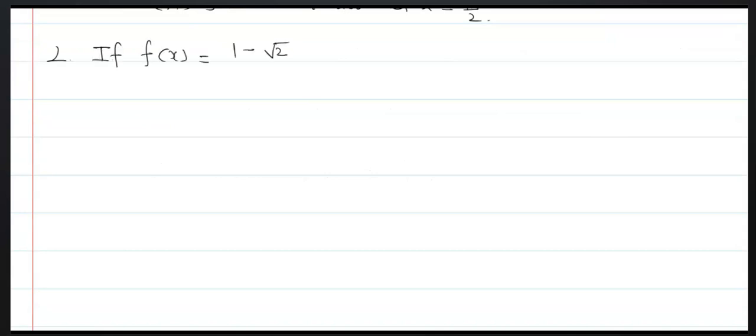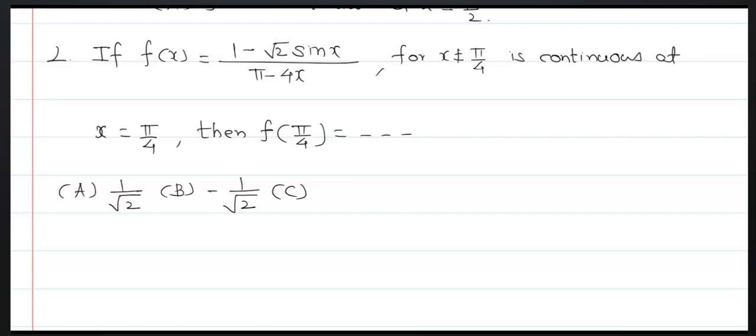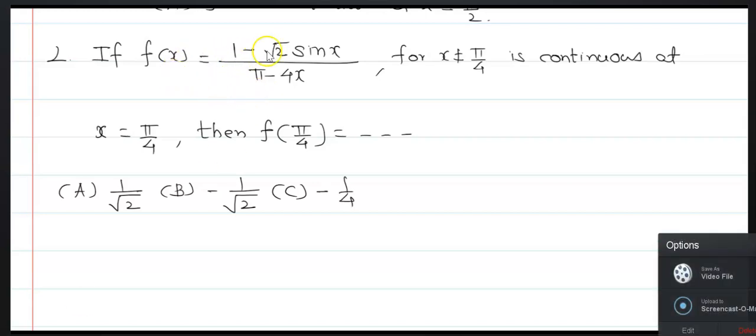Now second: if f of x is equal to 1 minus root 2 sin x upon pi minus 4x, for x not equal to pi by 4, is continuous at x equals pi by 4, then find f of pi by 4. As the given function is continuous, the value of the function is equal to the limit of the function, and by using this we can solve it.